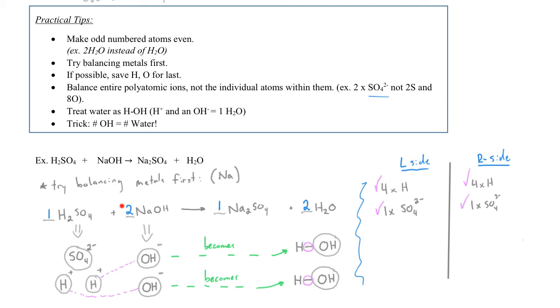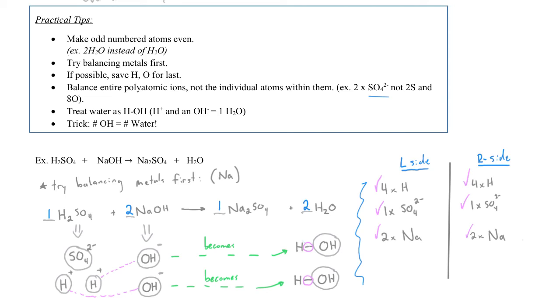Let's check out sodium next. So we see the 2 coefficient in front of sodium hydroxide, so we have 2 sodium atoms on the left, and then we go over to the right and we compare. Notice we have the subscript 2 in the formula saying that each of these formula units has 2 sodium atoms within it, and there's a 1 coefficient here, so we know there is a total of 2 sodium atoms on the right-hand side. So sodium is balanced on the left and on the right.